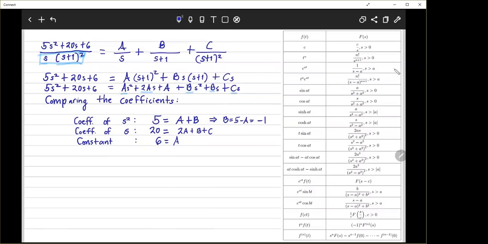And then for c, from the second equation implies that c is equal to 20 minus 2a minus b. So we have 20 minus twice of 6, so 12, 20 minus 12, minus negative 1, so that's equal to 9. So we have a equals 6, b equals negative 1, and c equals 9.